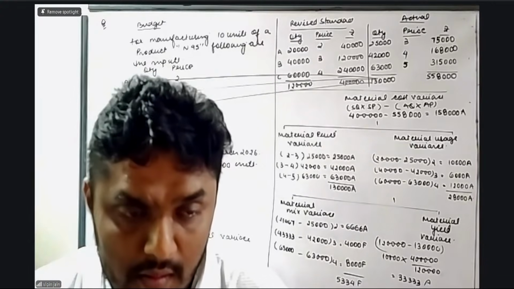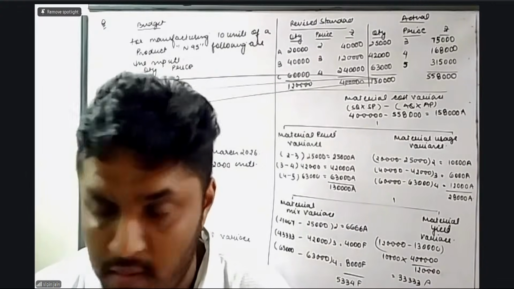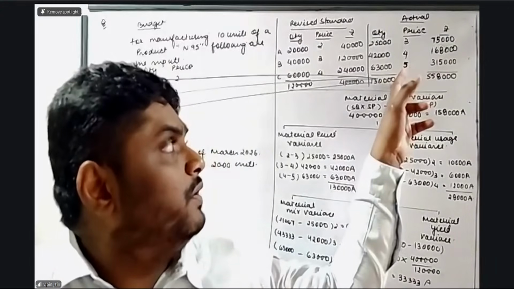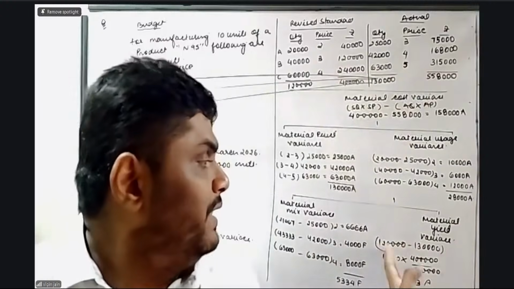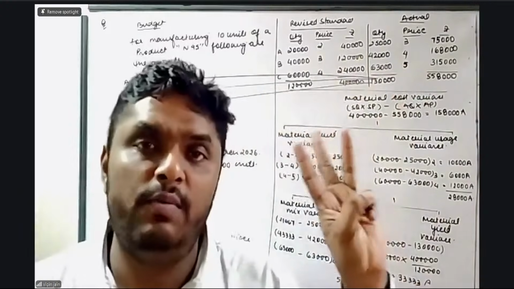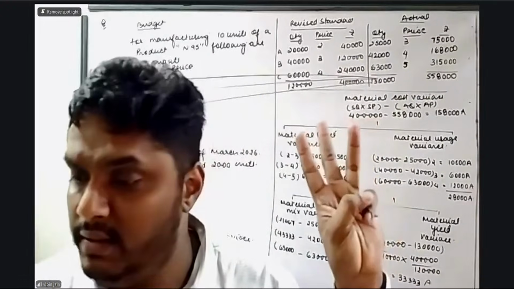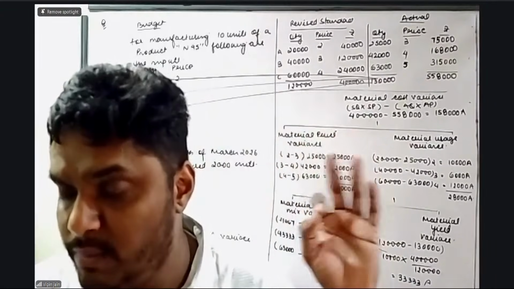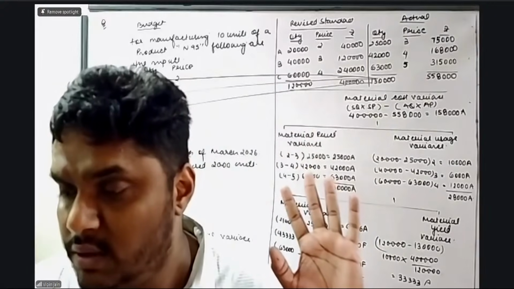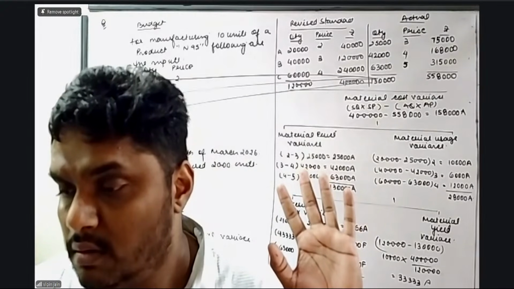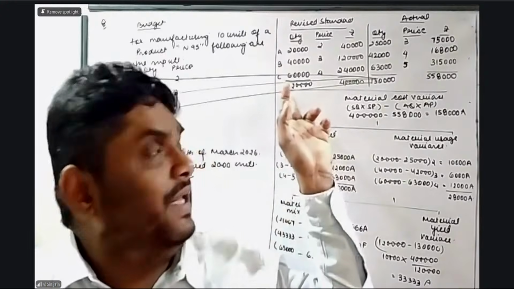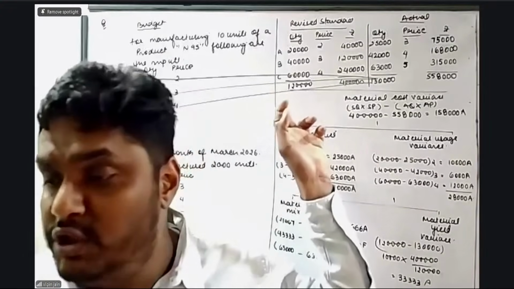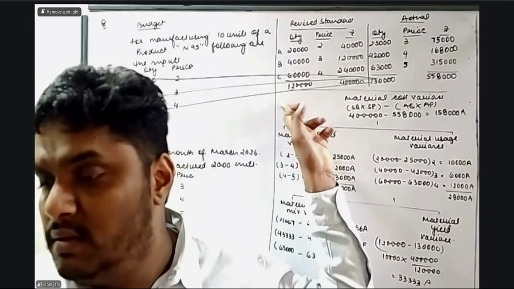Sir, in material yield variance, there is 1,20,000. It's deducted from actual output, sir. Actual input. See, my actual output is how much? 2,000 units, right? Yes, sir. My actual output is 2,000 units. How much inputs were required to manufacture these 2,000 units? 1,30,000, sir. But 1,20,000. Okay, sir. See, Mehak, how much input did you need to manufacture 2,000 units?